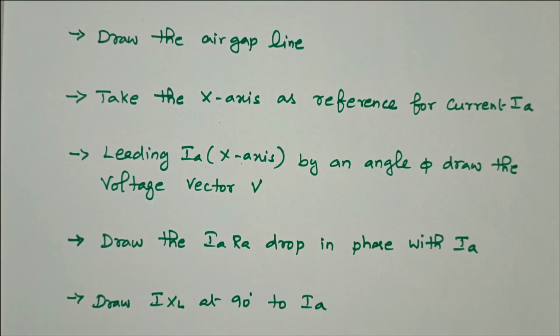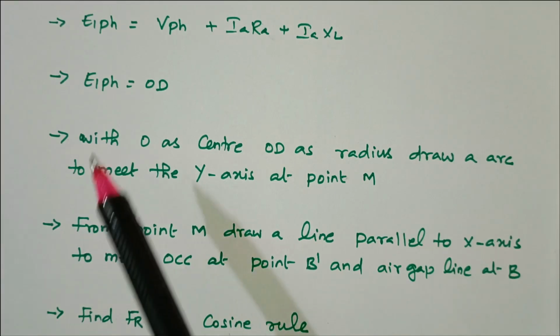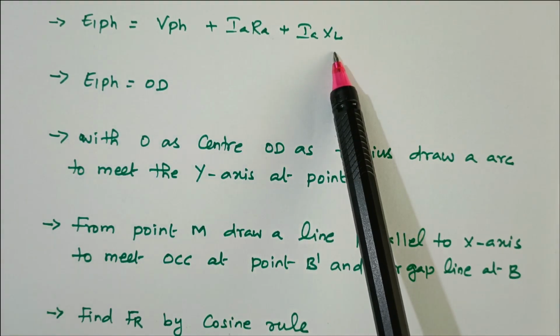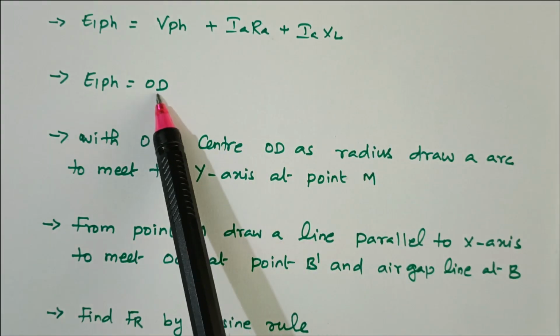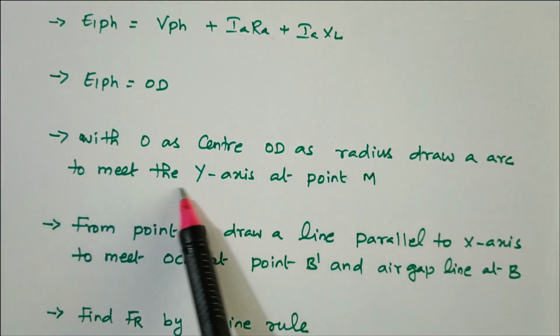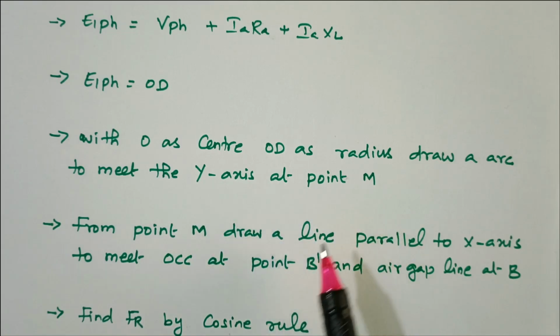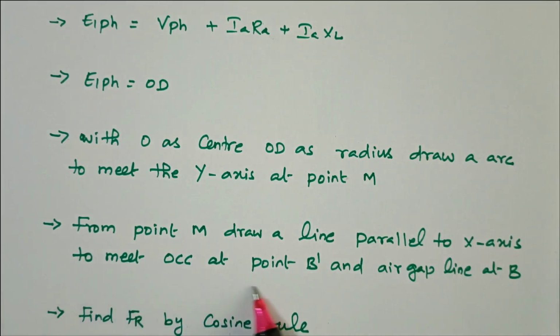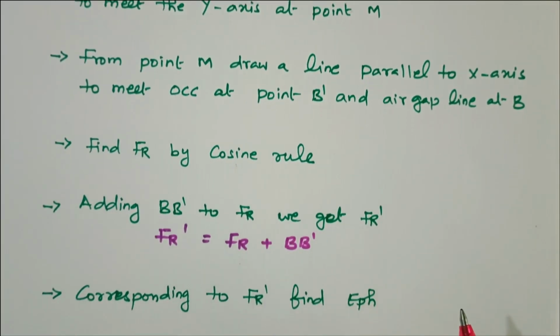We'll see further. So the next step, we need to find the E1 phase. That is nothing but V phase plus IARA plus IAXL. So that will give the point OD. With O as a center and OD as a radius, draw the arc that will meet the y-axis at the point P. From point P, draw the line parallel to the x-axis to meet the OCC curve at B dash and the air gap line at B. So we got the point B dash.